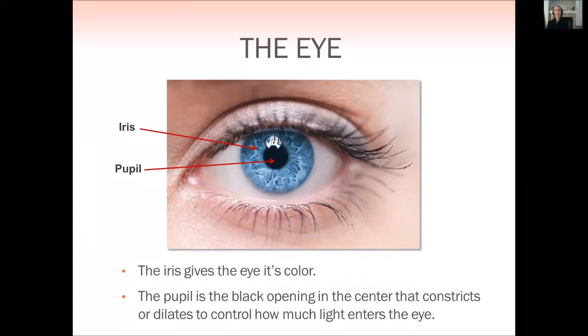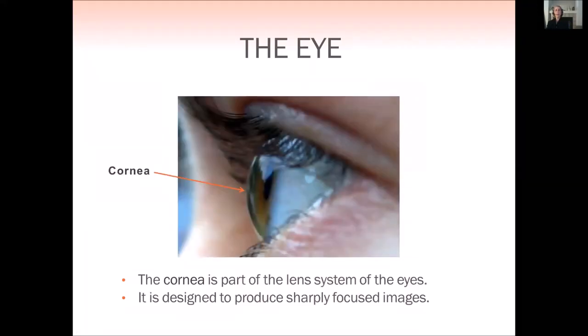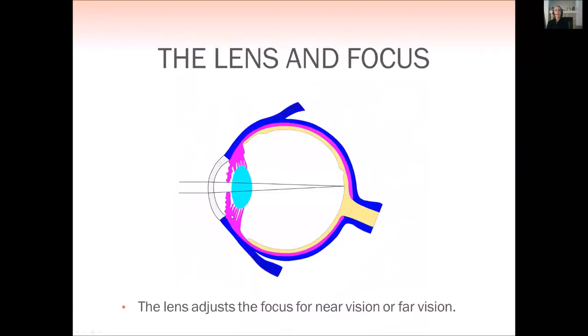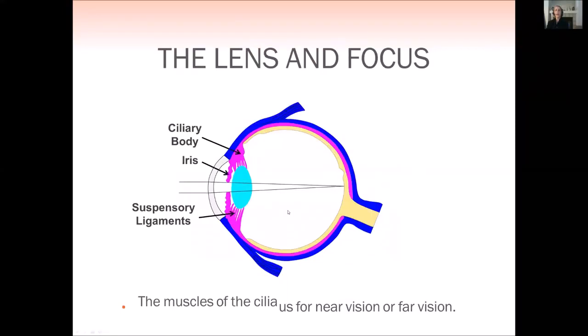light or dim light. Now, a very important aspect of the eye is the lens system. The cornea is the first part of that system. The purpose of the lens system is to focus the images. So here we see the cornea, and behind it is the lens of the eye. The lens is what adjusts focus for either near vision or far vision.